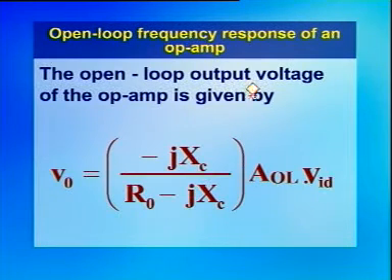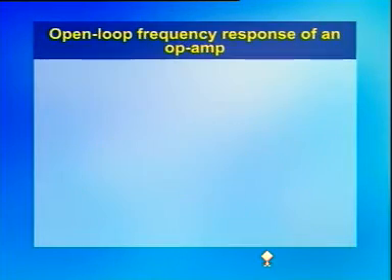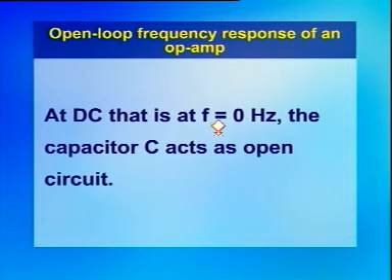The open loop output voltage of the op-amp is given by V0 equal to minus jXC by R0 minus jXC into AOL into VID. Here XC is equal to 1 by 2 pi fC. This minus jXC represents the reactance of the capacitor, and AOL is the open loop voltage gain, and VID is the input differential voltage. At DC, that is at 0 Hz, the capacitor acts as an open circuit.